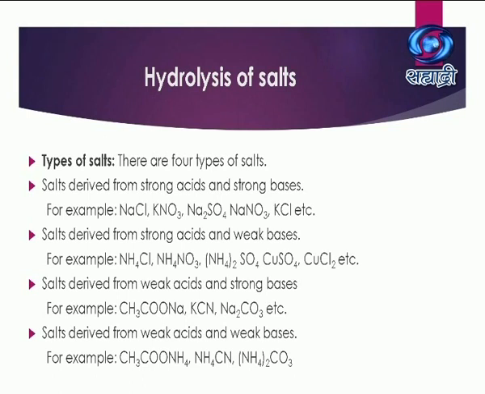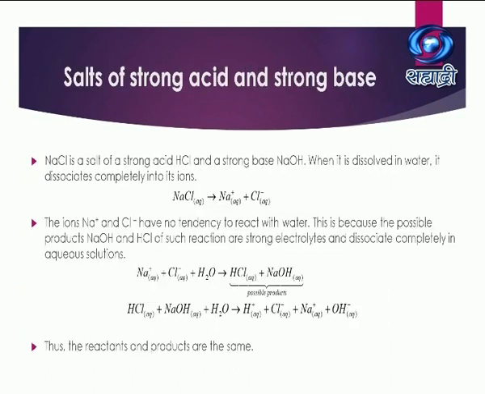So based on the origin, strong acid, weak acid, strong base, weak base, there are a total of 4 types of salts. And based on their origin, the result of the hydrolysis reaction also changes. So let us consider these one by one. Now let us consider first salts of strong acid and strong base.